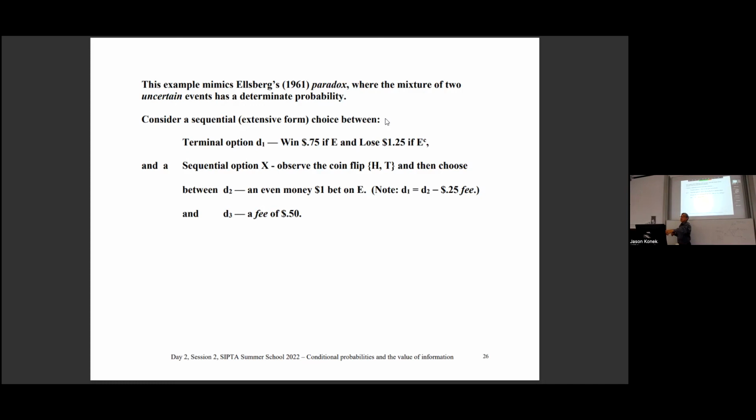And so it's worth noting you would pay a little bit to stick with the terminal option rather than actually engage in the sequential option. It's the reverse of the, yes. This is kind of a philosophical side. Yes, please.